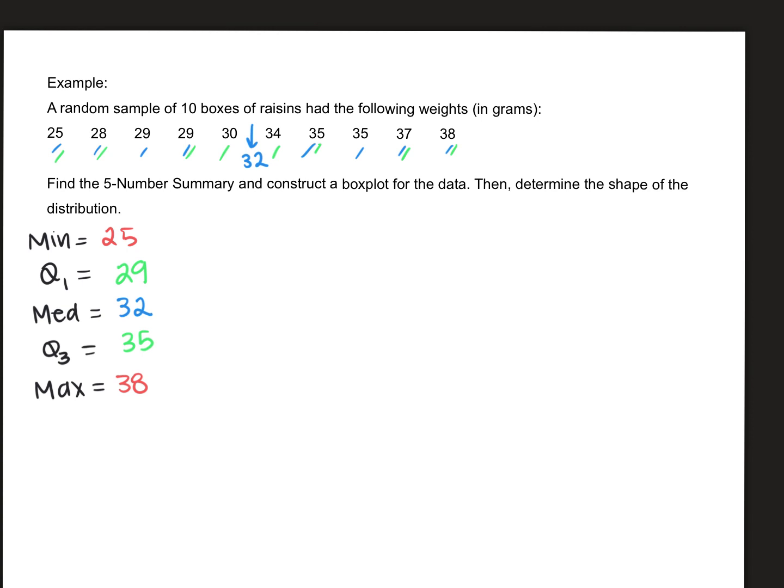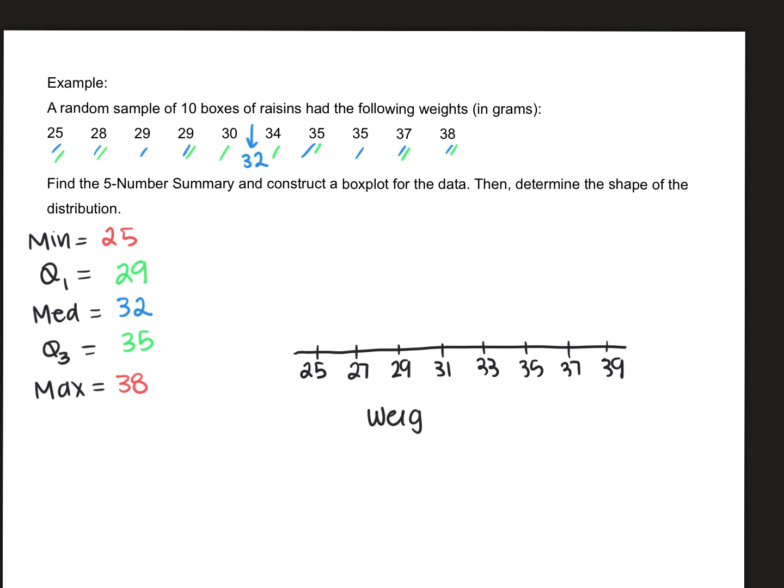Now that I have my 5-number summary, I'm going to create my box plot. So the first thing I do is I create a number line. And I can start my number line wherever I need to. So in this case, we typically start at our minimum, which is 25, and then we can pick a scale to go up by. And I'm going to go up by 2s. I do need to give it an axis title. I need to know, okay, what is this? And it's going to be weight in grams.